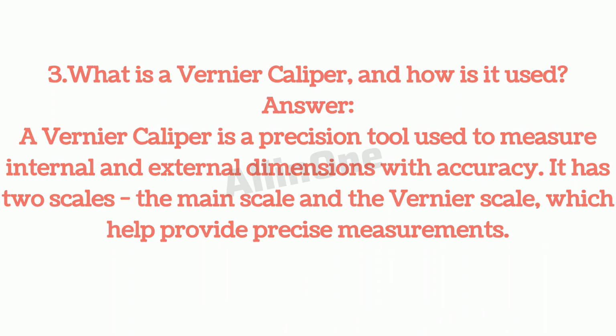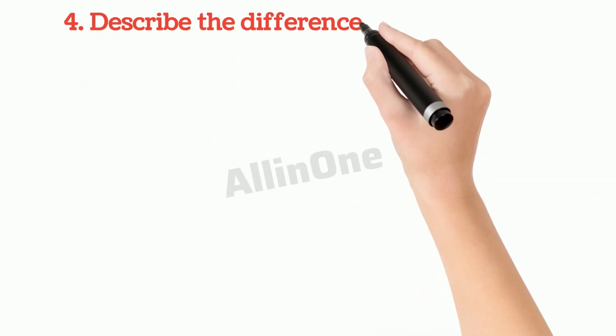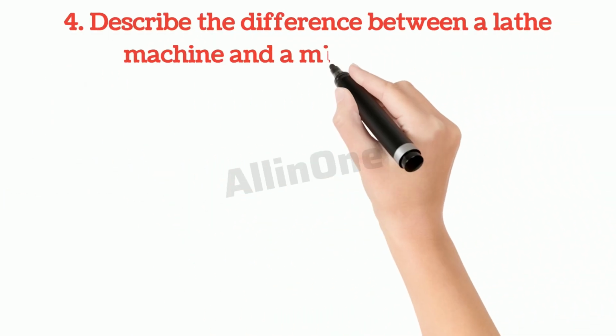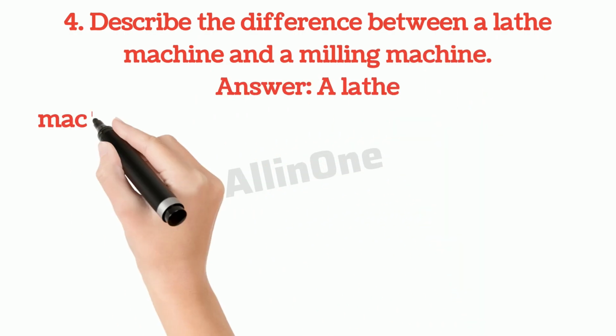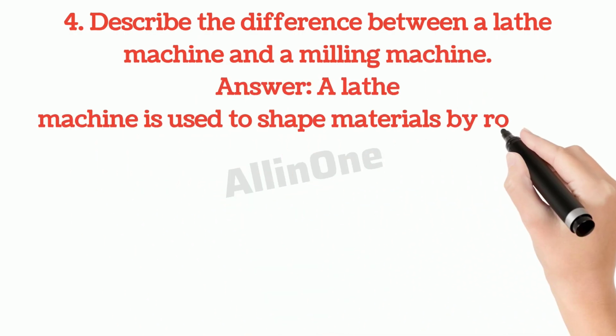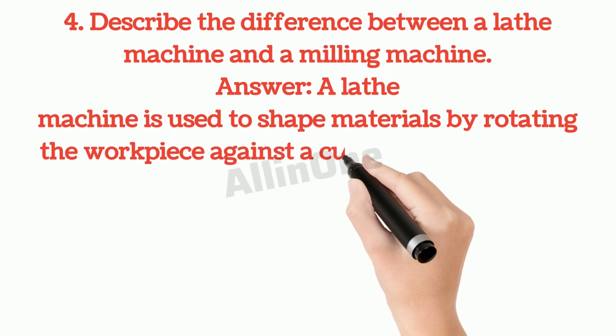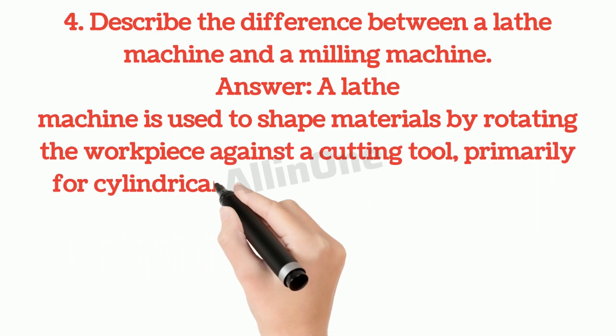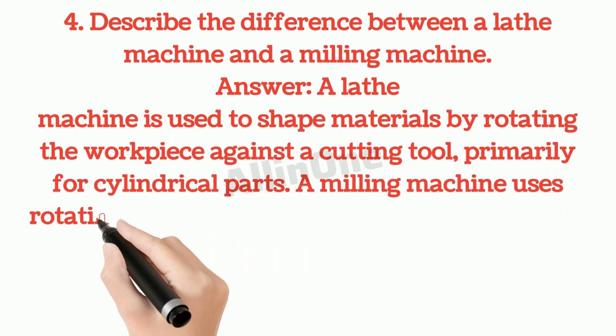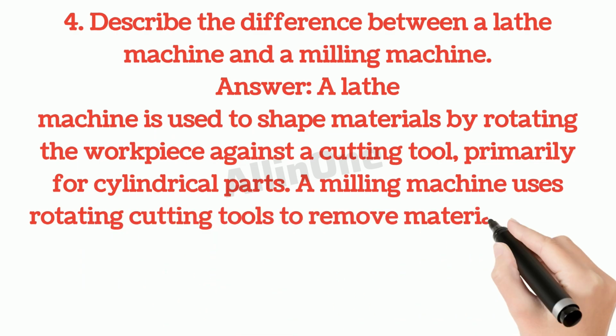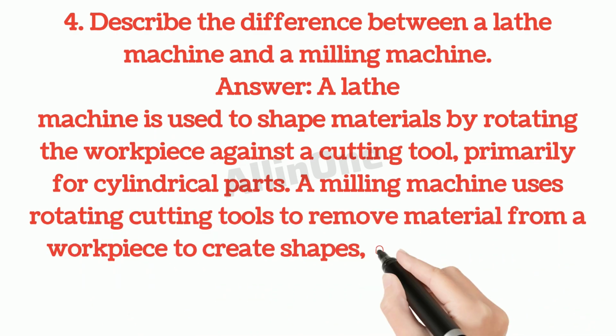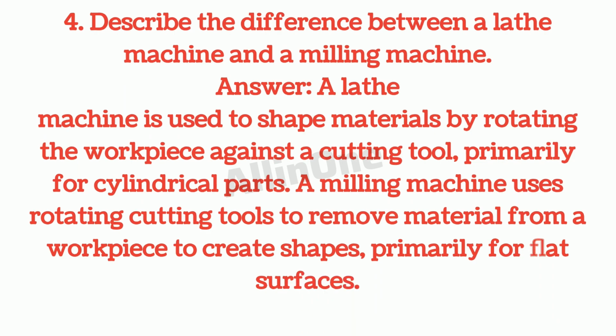4. Describe the difference between a lathe machine and a milling machine. Answer: A lathe machine is used to shape materials by rotating the workpiece against a cutting tool, primarily for cylindrical parts. A milling machine uses rotating cutting tools to remove material from a workpiece to create shapes, primarily for flat surfaces.